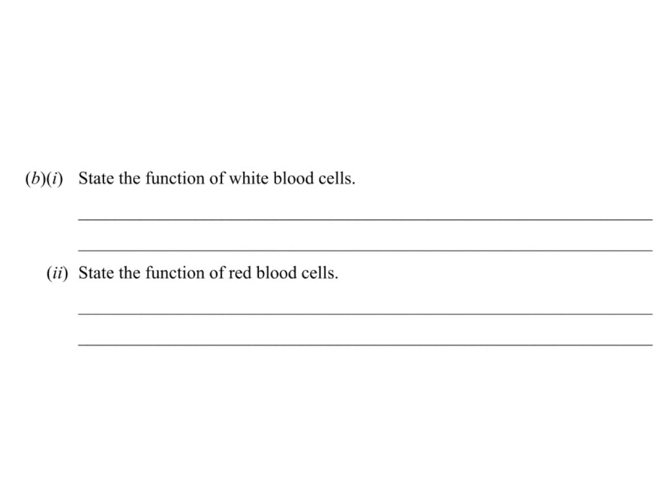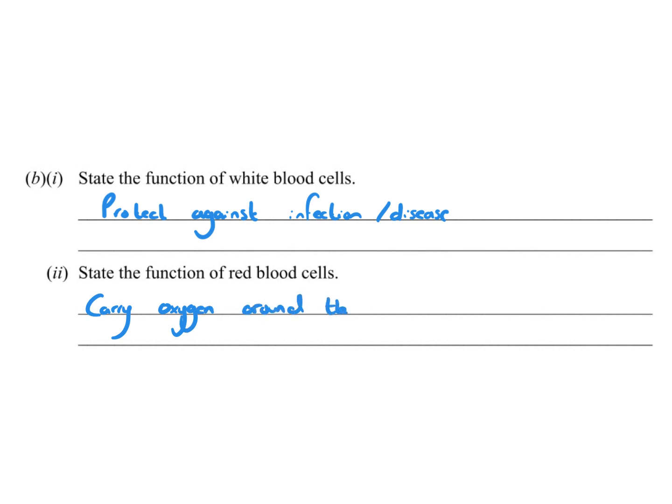So here is an exam question which has popped up before, so we'll have a quick look at this and see what answers will be suitable for this. And it's just asked us to state the function of white blood cells and state the function of red blood cells. So the function of white blood cells is to protect against disease or infection. And the red blood cells, the function of those is to carry oxygen around the body to all of our cells. Okay, so nice short questions there, didn't need too much detail, just mentioning protecting against infection or disease and carrying oxygen around our bodies.